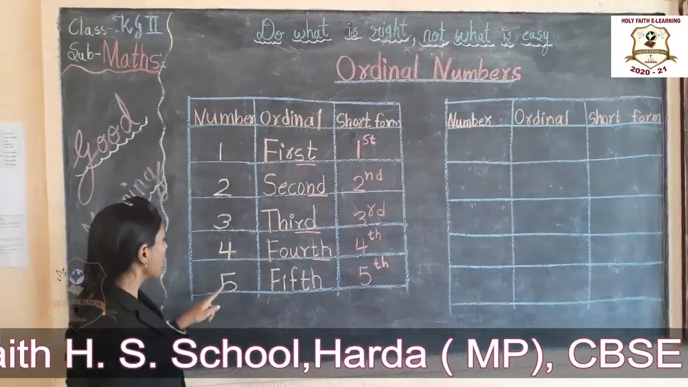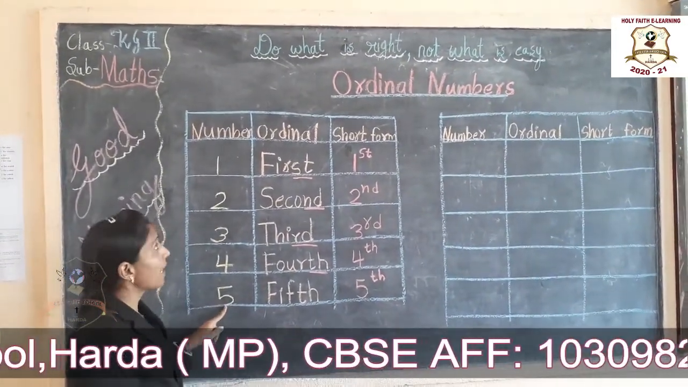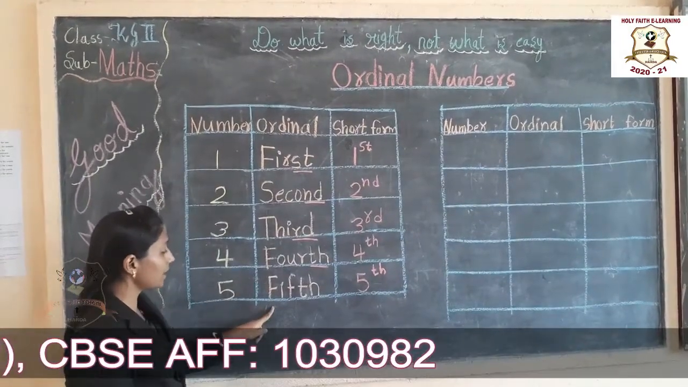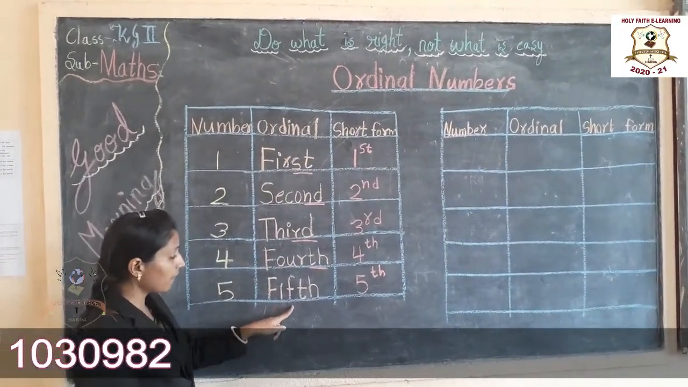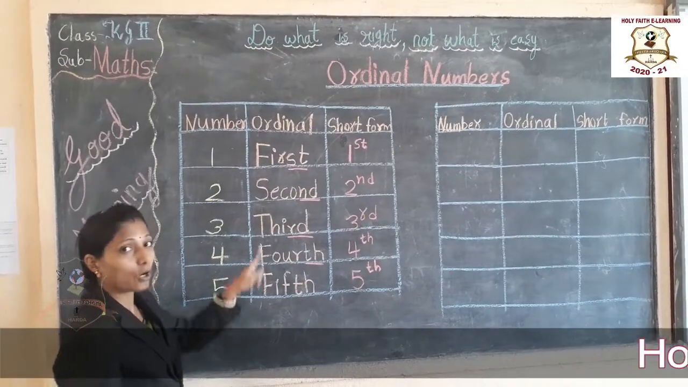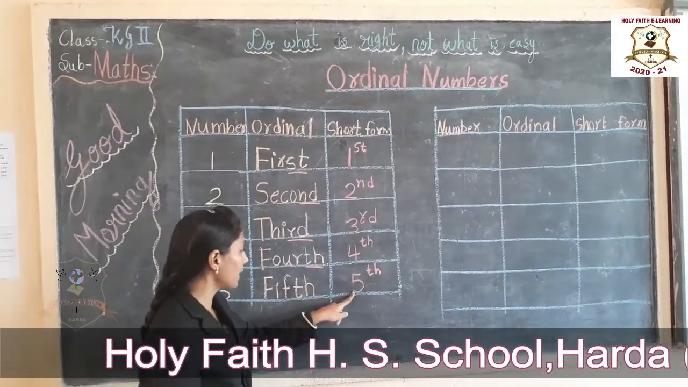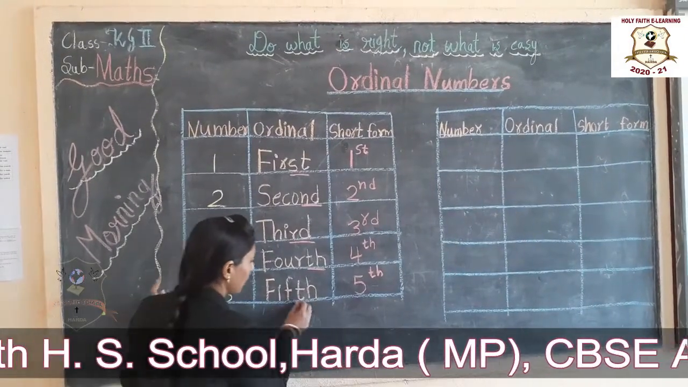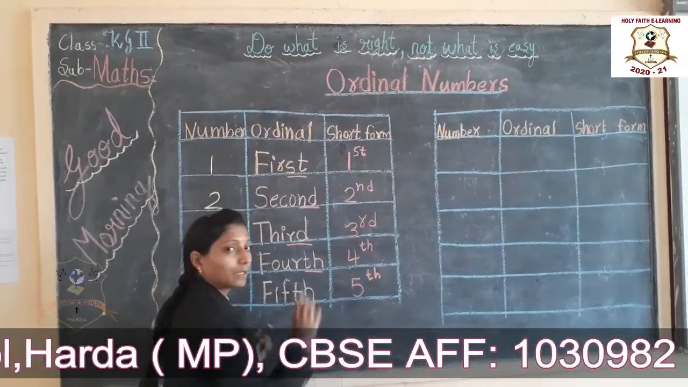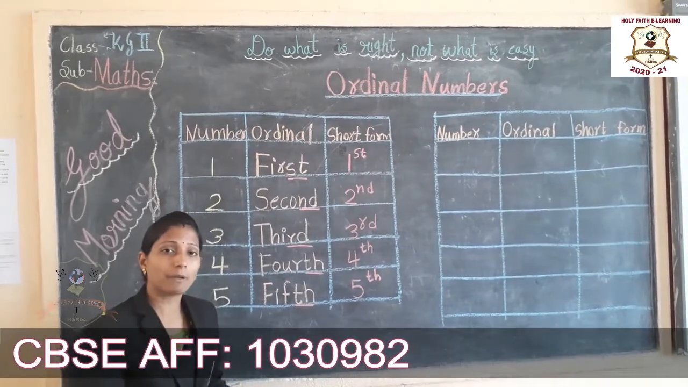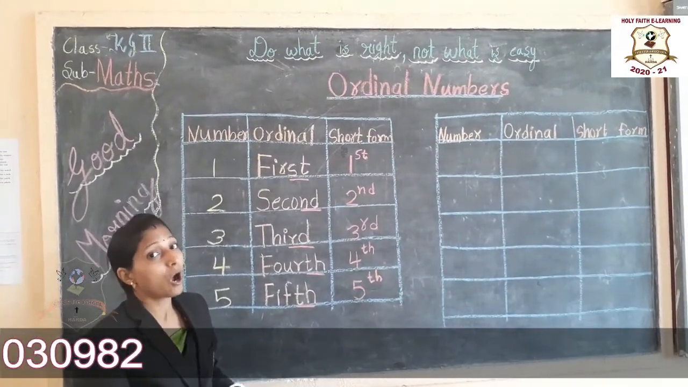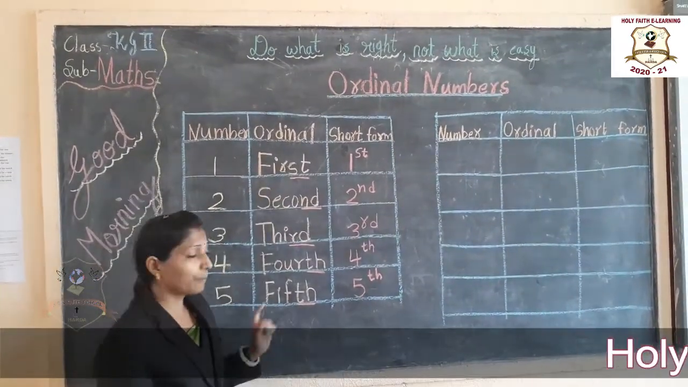Now next 5. Which number is this? 5. The ordinal number of 5 is F-I-F-T-H. Fifth, the ordinal number of 5 is fifth, and the short form of fifth is 5 लिख के last के 2 letter T-H. Fifth. Is it clear all of you? In our previous class, we have learned ordinal number first to fifth.